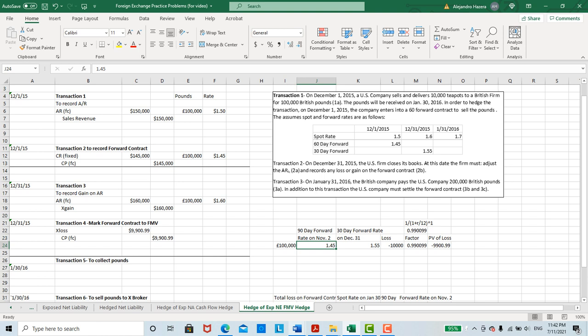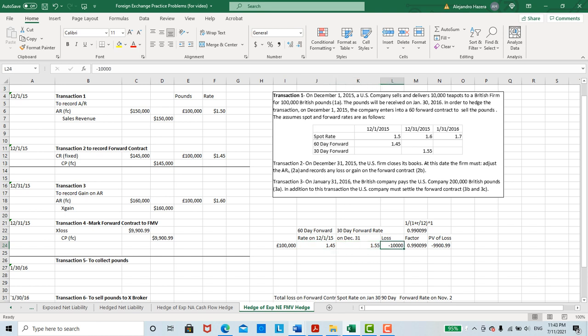The 60-day forward rate on this should be labeled in this case 60-day forward rate on 12/1/15 was $1.45. There it is. So when you initiated the contract, the forward contract in essence had a value of $1.45 because that's what they were predicting that the currency would be worth. However, 30 days have gone by and 30 days are left. So the 30-day forward rate, now, on December 31st is $1.55, so that has not changed.